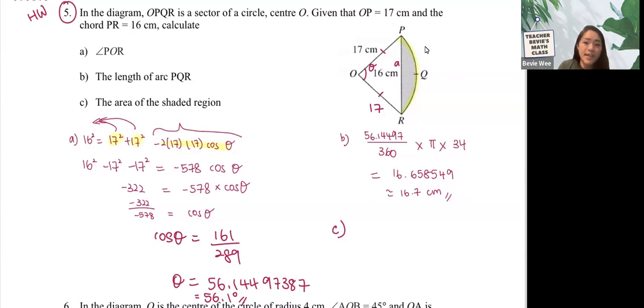Is it the same fraction or not? Yeah, right. It's still 56.14497 over 360. But this time I'm looking for area. Area formula, it's what? Pi r square.